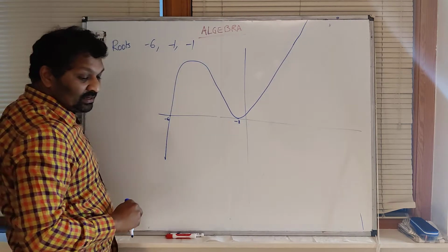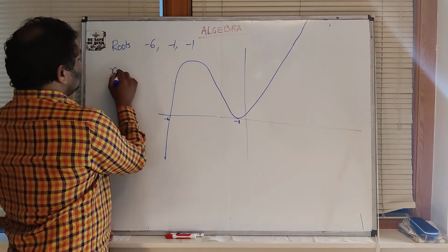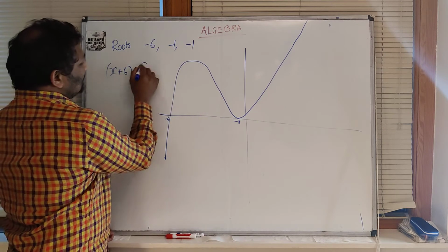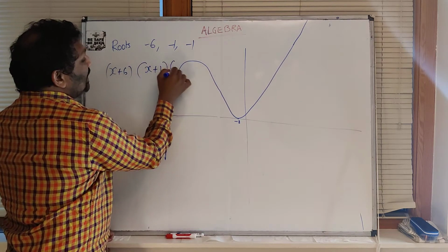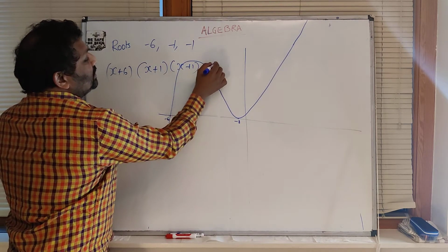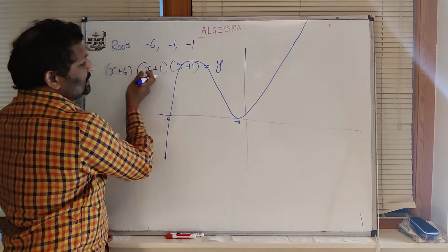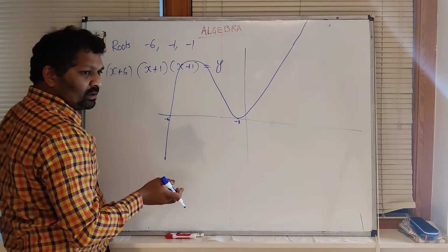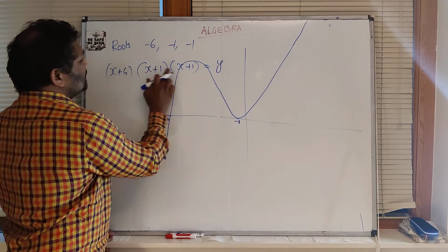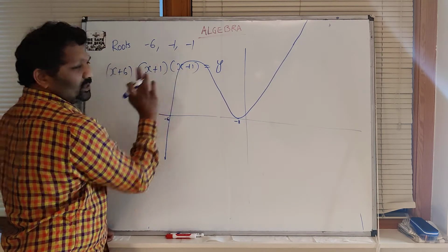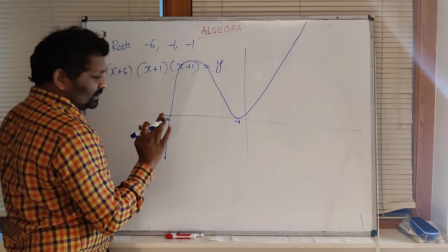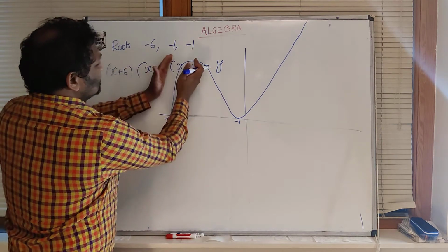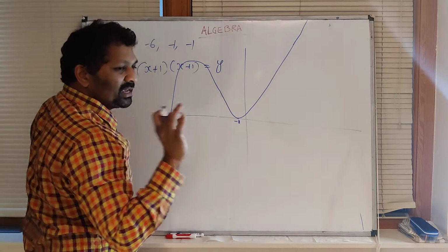Now what is the equation? What are the factors? X plus 6, x plus 1, and x plus 1 is also a factor. If you equate this to y, this gives the equation. Is it cubic? Obviously it is cubic, because eventually you'll get x cube. This is one x term, this is one x term, this is one x term. If you multiply, the maximum power is 3.